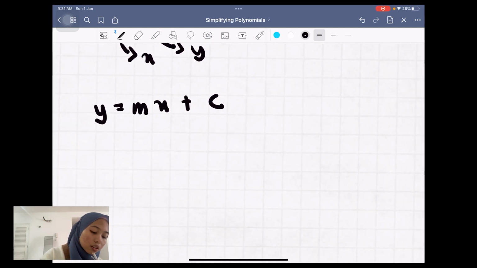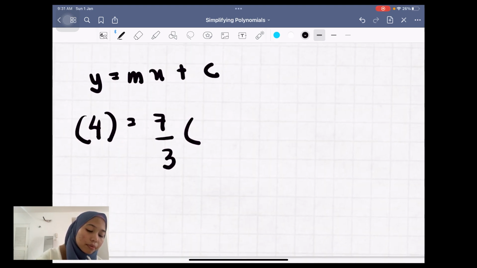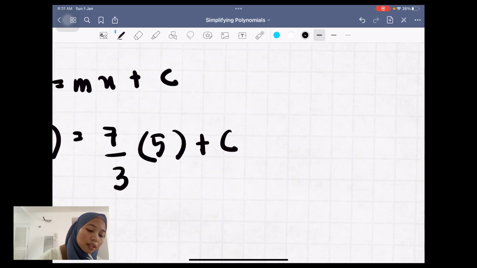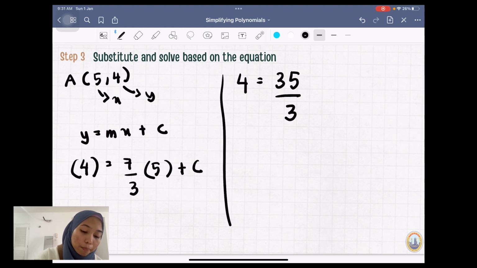So, 4 equal to m, m is the gradient, so the gradient is 7 over 3, times x, 5, plus c. So, from this equation, we have to solve the algebra. 4 equal to 7 over 3 multiplied by 5 is 35 over 3 plus c.